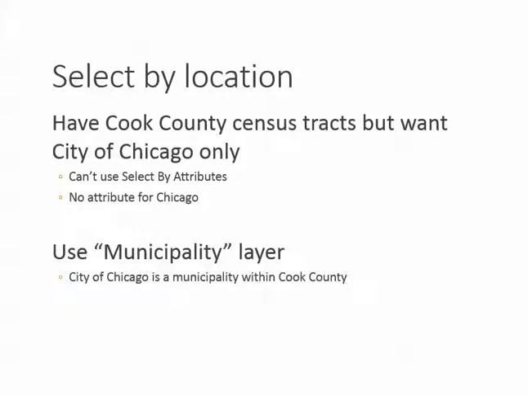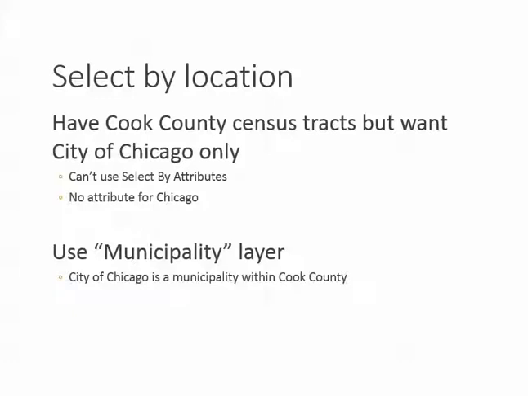So for instance, if you have the Cook County census tracts, but what you want is the census tracts that are within the city of Chicago only, but there's nothing in the attribute table that tells you which of these census tracts are only in the city of Chicago. You only have codes for which census tracts are within Cook County. So we don't have an attribute for Chicago. So what do we do? Another option would be to use a municipality layer.